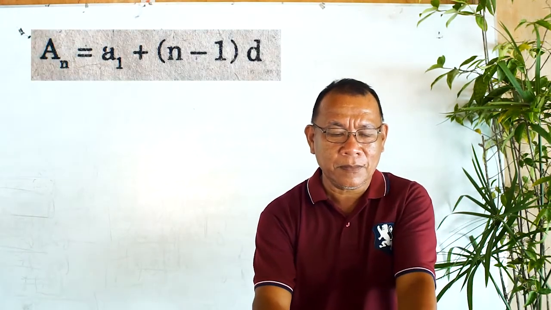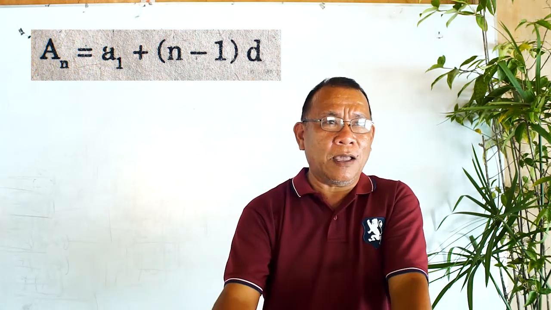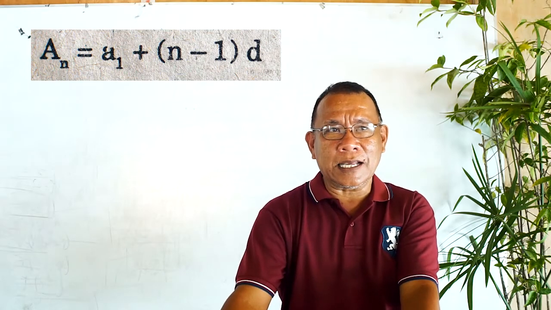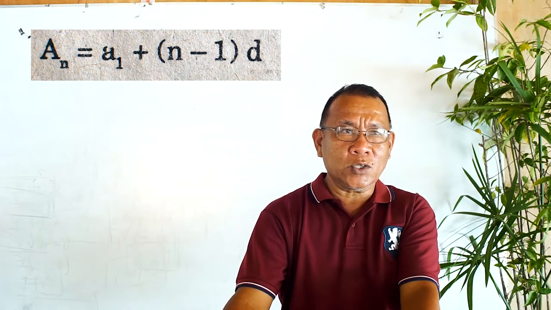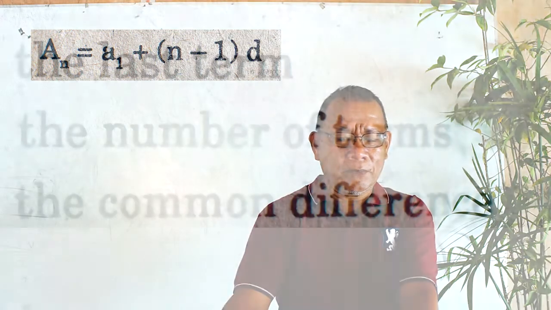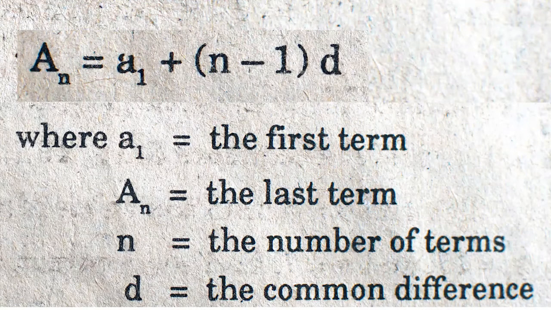Then we have the formula to be followed in solving the last term. The formula is a subscript n equals a subscript 1 plus the quantity n minus 1, times d, where a subscript 1 is the first term, a subscript n is the last term, n stands for the number of terms, and d stands for the common difference.